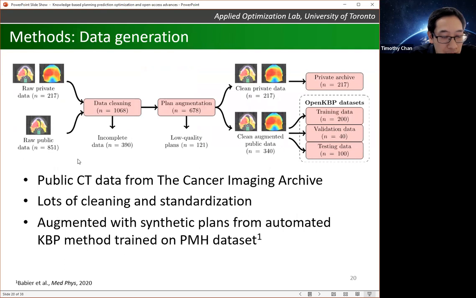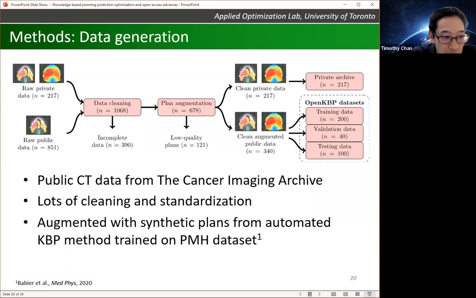Okay. So this might not look large for those of you who participate in these competitions, but at the time, I'm pretty sure it was the largest data set in this space, and it still might be. I haven't checked recently. So we took our raw private data set, the same 217 from before. We took a raw public data set of images. These images exist on the Cancer Imaging Archive, so anyone can get this data, but these images don't have the dose distribution associated with them.